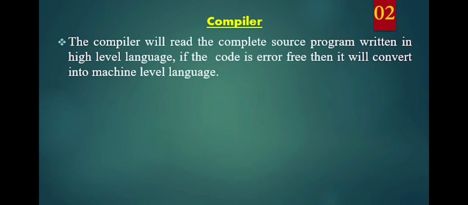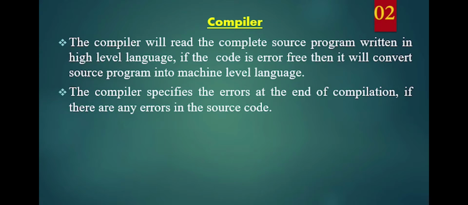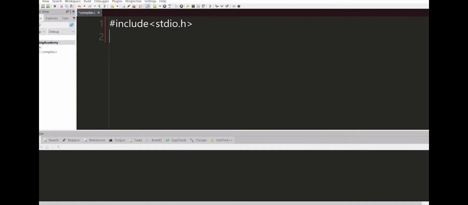The compiler will convert the high-level language into machine-level language. It will read the complete source program in high-level language, and if the code is error free, then it will convert it into machine-level language. If there is any error in the source code, then the compiler will specify the error at the end of the compilation process. Let us do this in practical and we'll check.